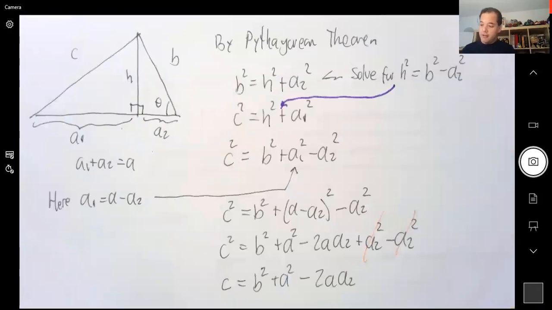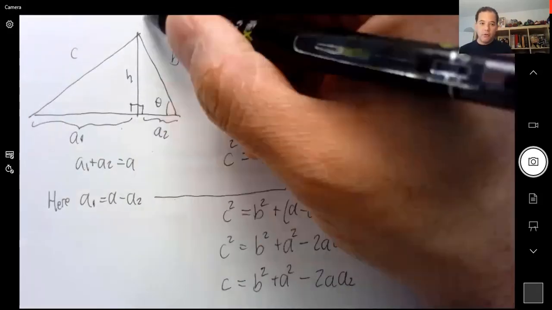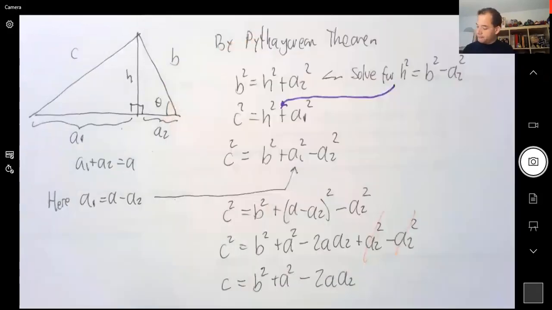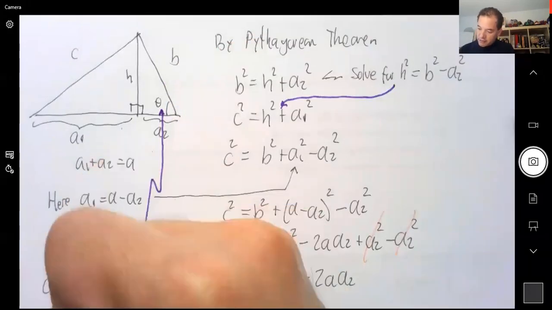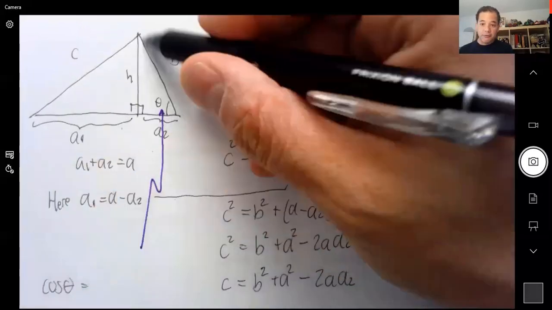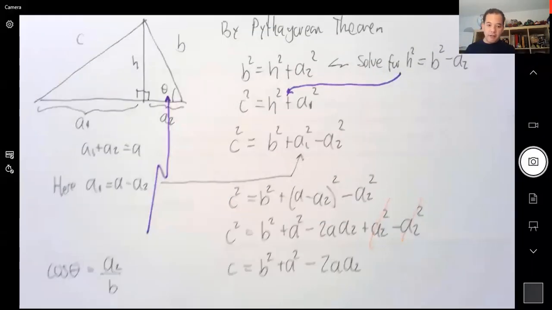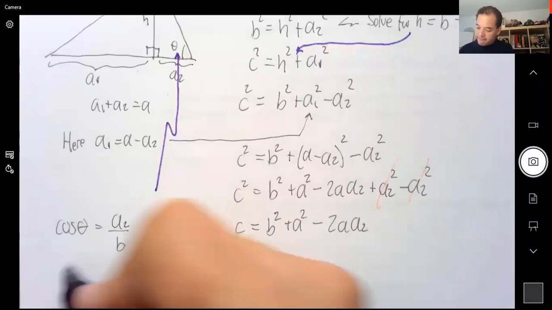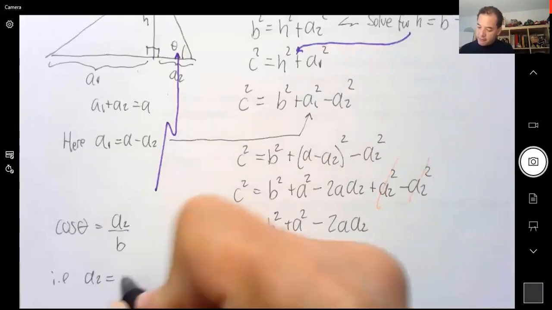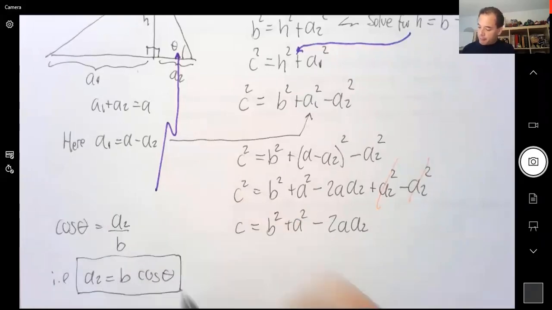And that's easy if you look at this triangle here. See, on this right triangle, what is the cosine of theta? Well, cosine of theta is supposed to be the adjacent divided by the hypotenuse. So that's a2 over b, right? And better yet, I can solve for a2. So a2 is b cosine theta. And this is the last step of the puzzle. I just have to put that in here now. And when I do, what do I get?